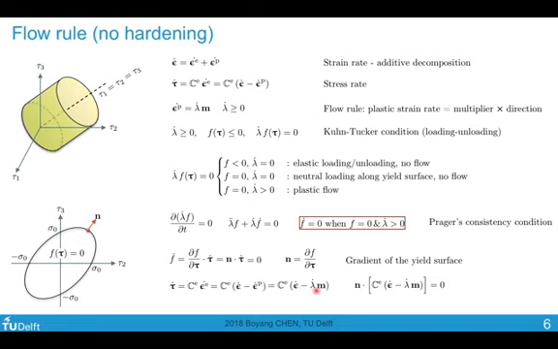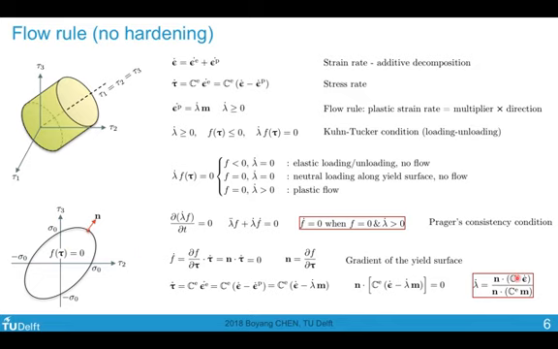We substitute this expression into our consistency condition, and we obtain this equation. Here we can rearrange this equation and single out an expression of lambda dot, which is our plastic multiplier, in terms of the rest of the terms in this equation. So if you look at this equation, you'll see that n is our gradient of the yield surface at a known position, which in this case is the stress state where this yield condition is satisfied.